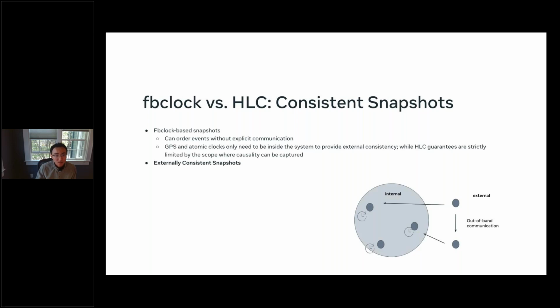So this is basically having PTP and fbclock based snapshots that are not only externally consistent, but whose consistency is also not limited by the physical footprint of the atomic clocks. So it's very powerful.